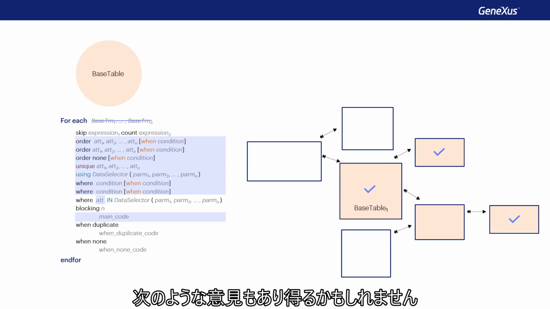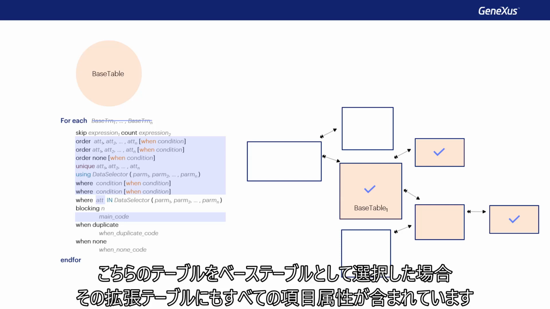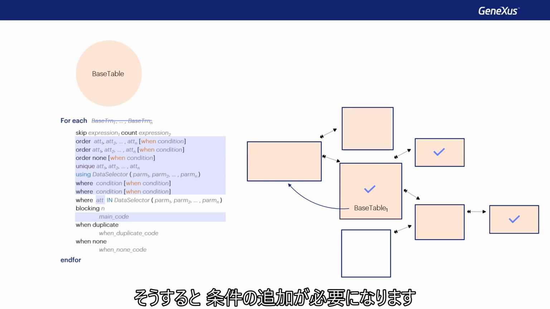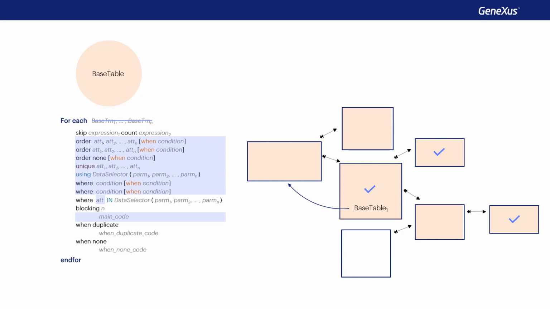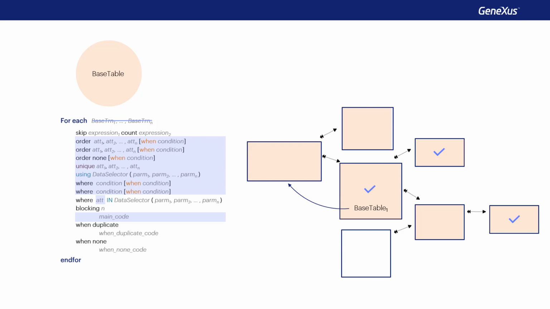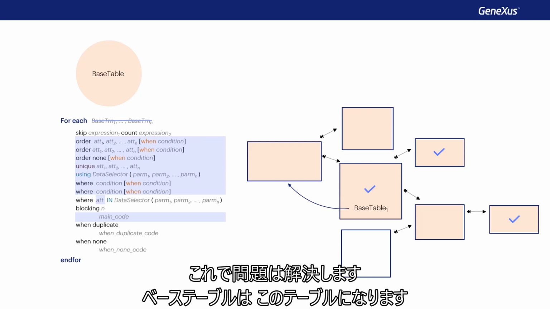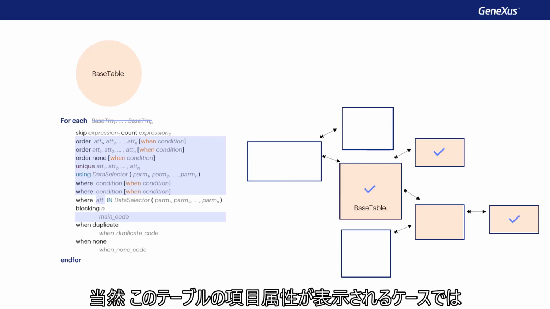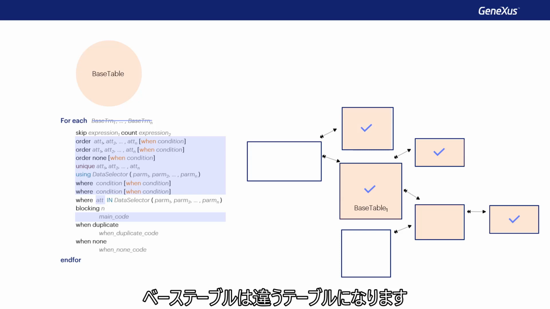It could be possible to argue that, if the choice was this other one as base table, its extended table would also contain all the attributes. So, it becomes necessary to add a condition. It should be the minimum table of all the extended tables that contain all the attributes. That solves the problem, and the table will be this one. Obviously, in the case that an attribute of this table appeared, then the base table would be a different one.